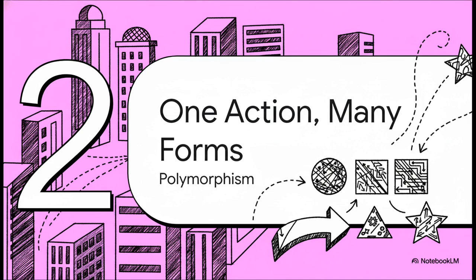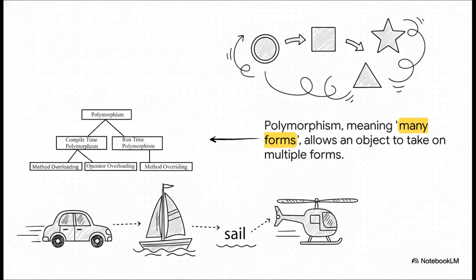Okay, so we've got our blueprints, we've got our buildings, but now how do they actually do stuff? This brings us to our next big idea, one action, many forms, or as the pros call it, polymorphism. Polymorphism literally just means many forms, and it's this awesome principle that lets the same action have totally different outcomes depending on the object.